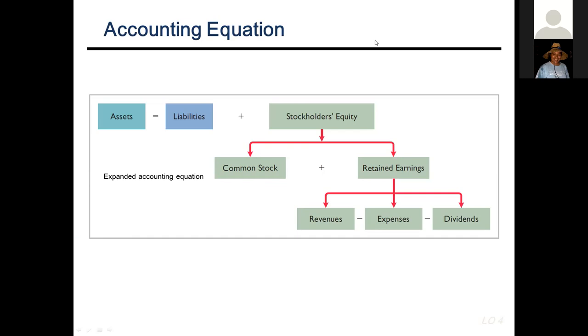Okay. So you know that if you own a share of stock, a corporation can pay you some of the profits back in the form of dividends. But before they can pay you back some of the profits in the form of dividends, they have to make revenues and they have to incur expenses to get those revenues. So all of this is recorded, summarized in the retained earnings account.